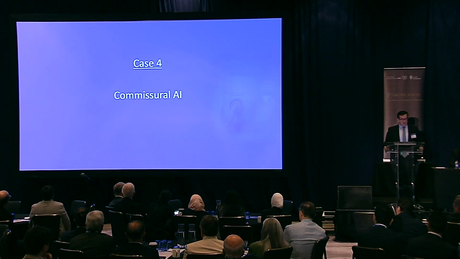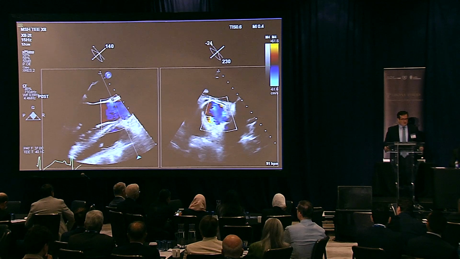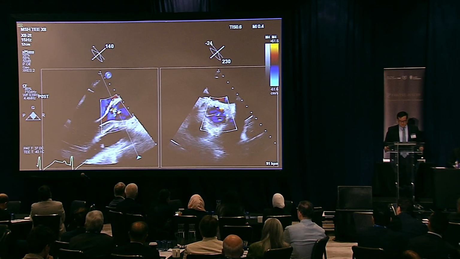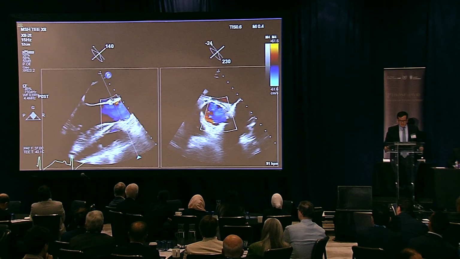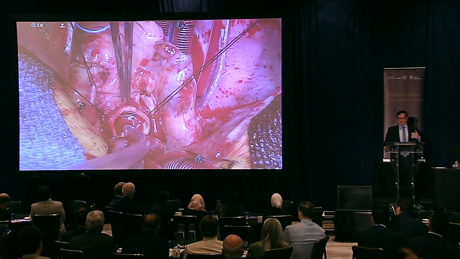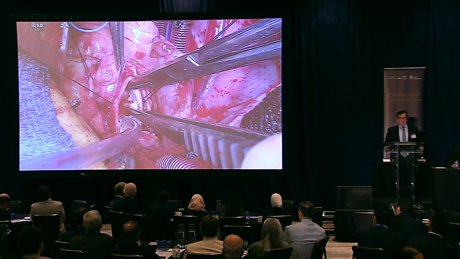Now touching on commissural aortic insufficiency post. So you can see here, this is a jet, and you can see it in the short axis. It's a significant jet. It's traveling into the LVOT. It's not just a little sliver. It's something that we want to address.